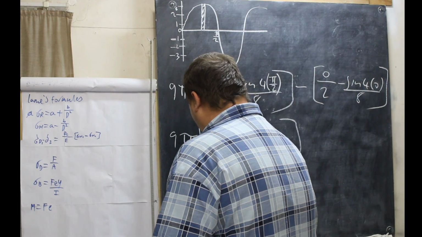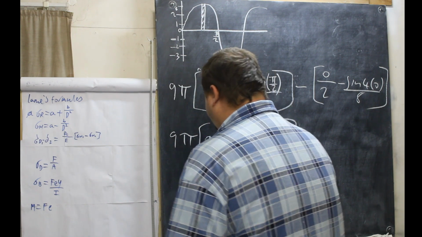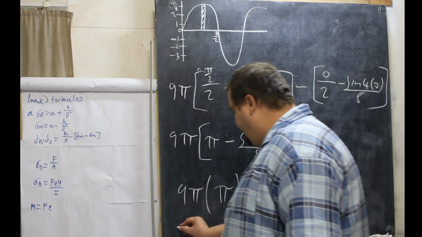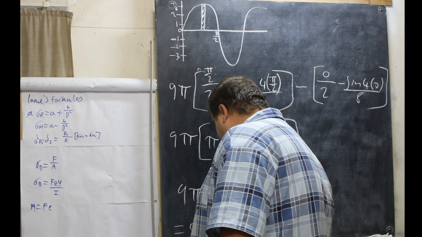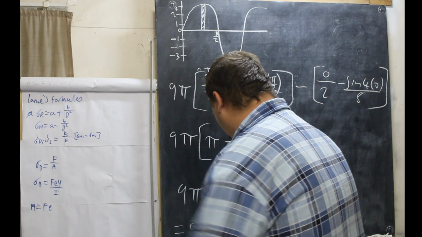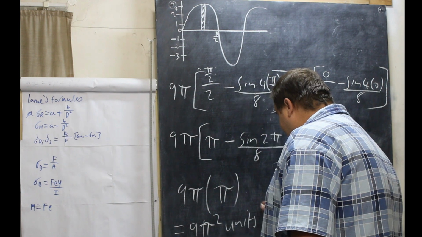So we have 9 pi times pi. So then we are left with 9 pi squared units cubed.